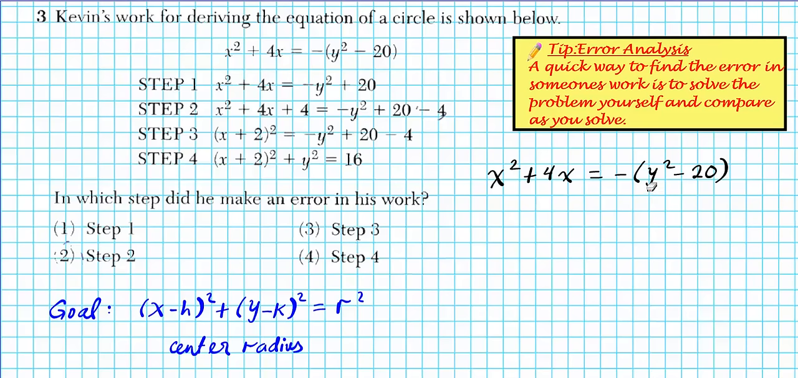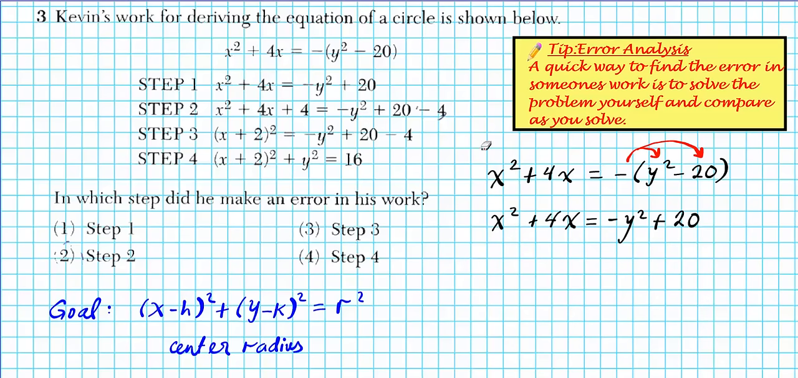Alright, so first thing I want to do: this y squared is in the parentheses, but I need the square outside of y. So I need to resolve this parenthesis right here by distributing. Distribute this minus to y squared minus 20, and that yields x squared plus 4x equals negative y squared plus 20. That is step number 1.